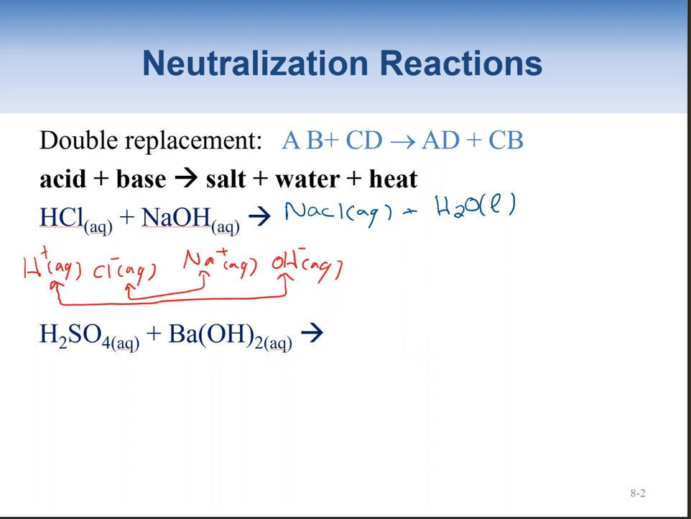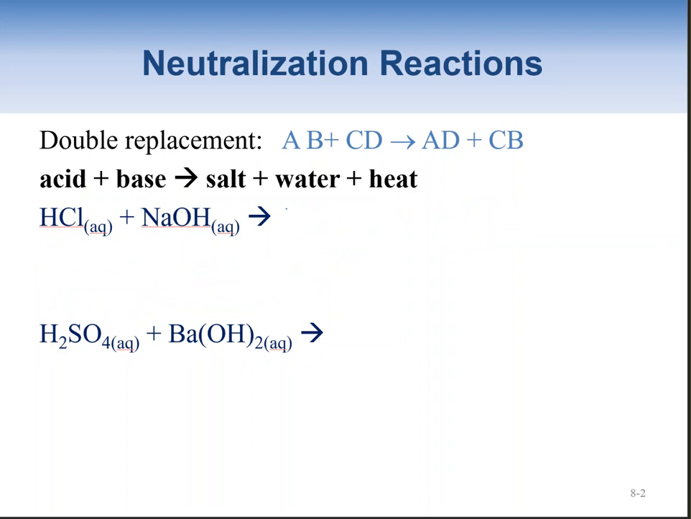So let's look at this. The reaction of hydrochloric acid and sodium hydroxide is a double replacement reaction because we have two compounds that are reacting with each other. Now, hydrochloric acid is an acid. This is a base. From this reaction, sodium chloride is formed, which is the salt, and water.